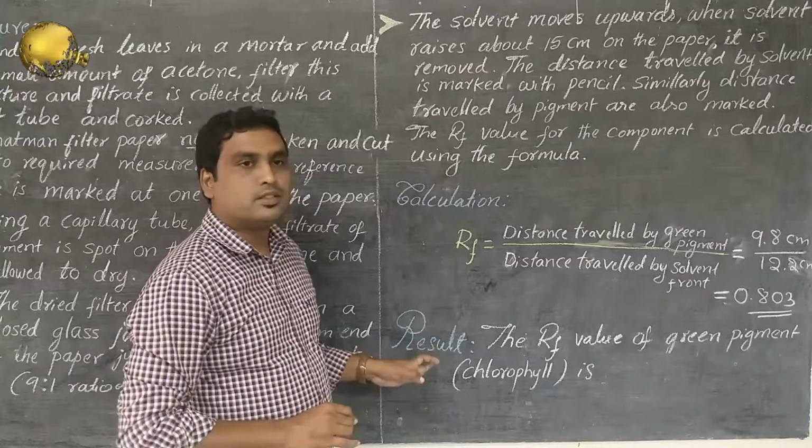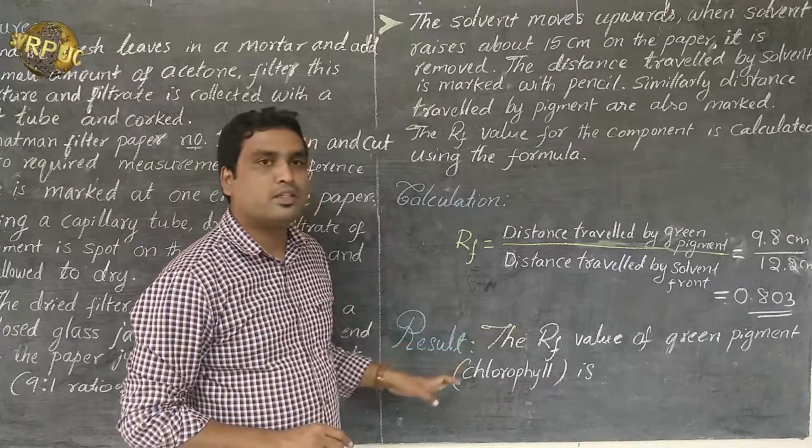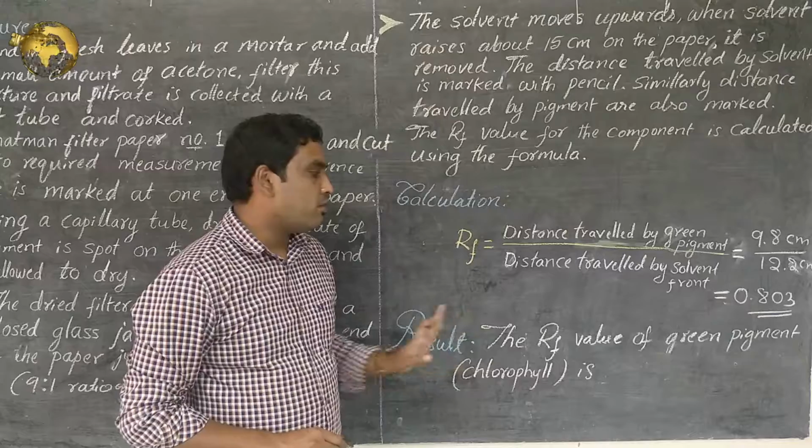Now the result: the RF value of the green pigment, that is chlorophyll, is found to be 0.803.